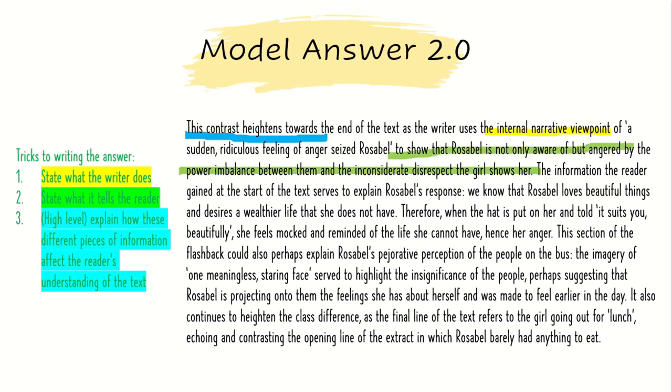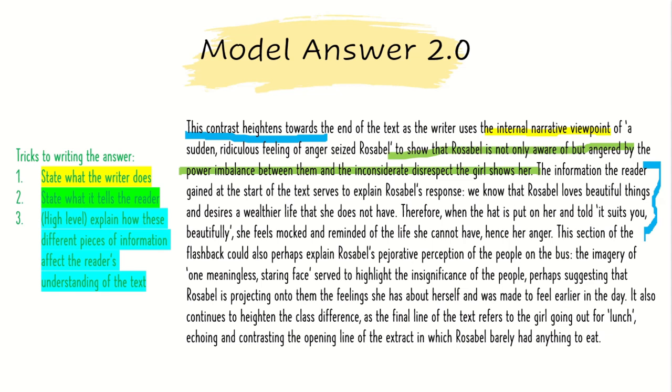The information the reader gained at the start of the text serves to explain Roswell's response. Blue. We know that Rosabelle loves beautiful things and desires a wealthier life that she does not have. Therefore, when the hat is put on her and told it suits you beautifully, she feels mocked and reminded of the life she cannot have, hence the anger.